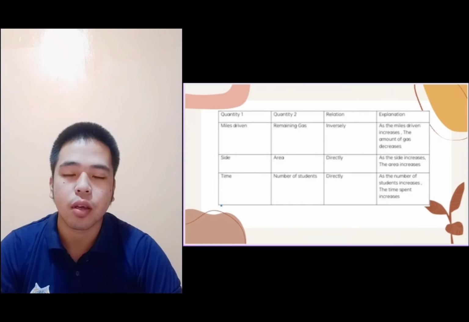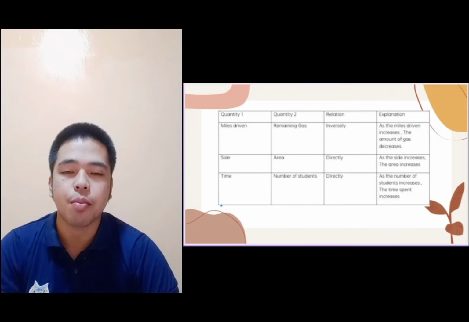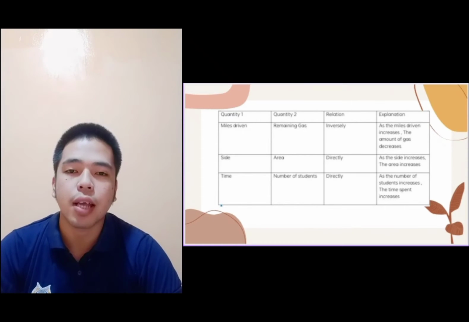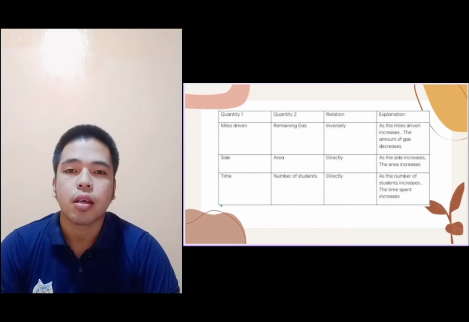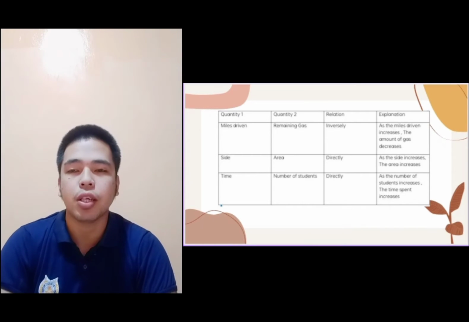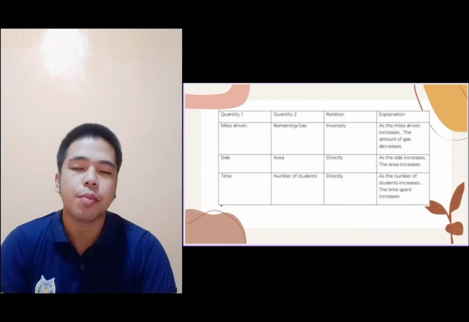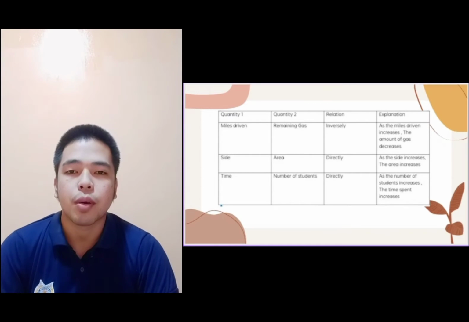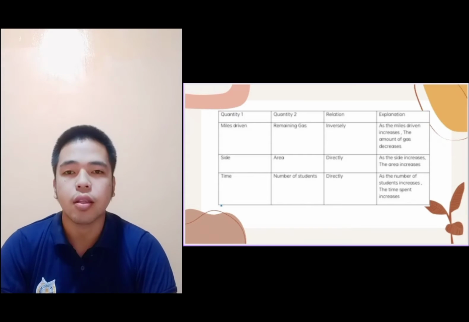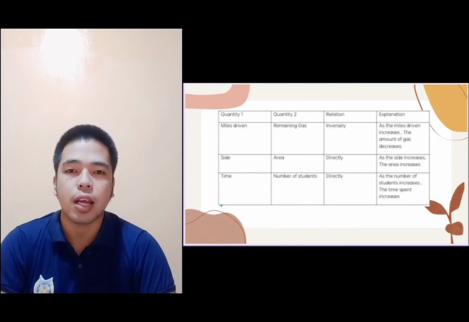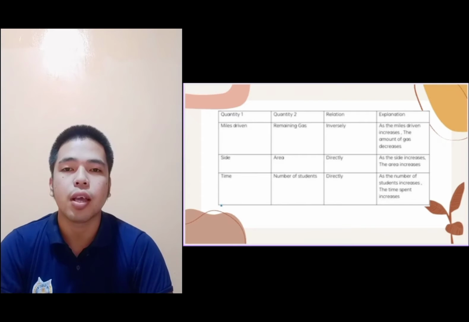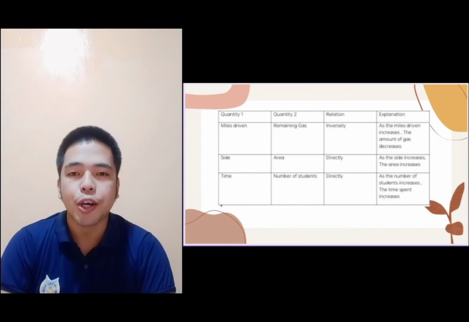Solution. Number 1. Quantity 1, miles driven. Quantity 2, remaining gas. Relation: inversely. Explanation: as the miles driven increases, the amount of gas decreases. Number 2. Quantity 1, side. Quantity 2, area. Relation: directly. Explanation: as the side increases, the area increases.